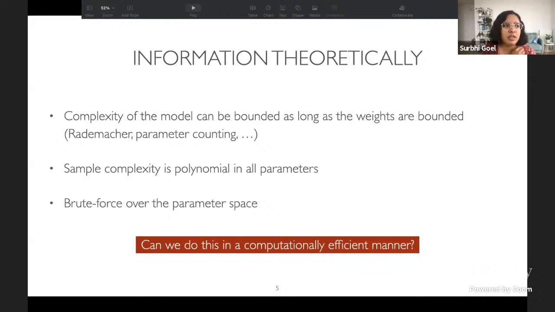So the question that you actually care about is, is it possible to do this computationally efficiently? So can we get a computationally efficient algorithm? By computationally efficient, hopefully a polynomial time algorithm that can solve this problem.